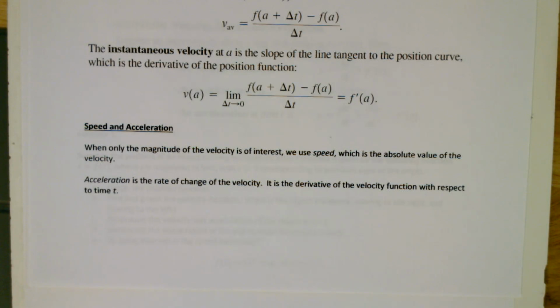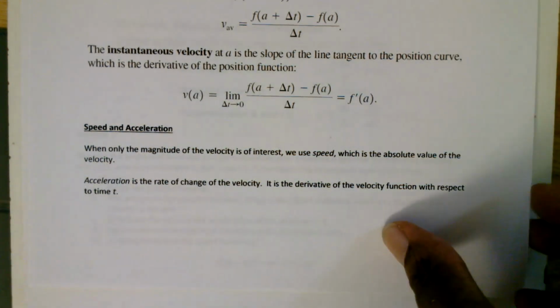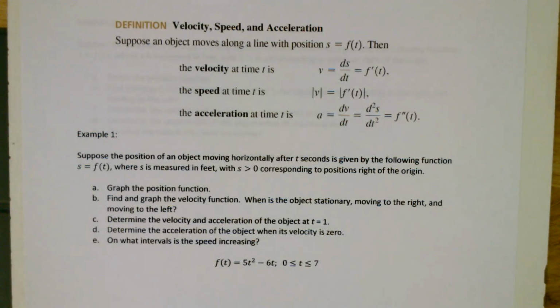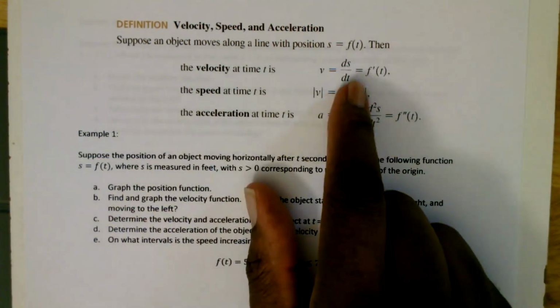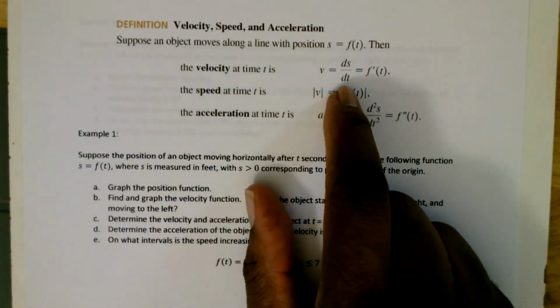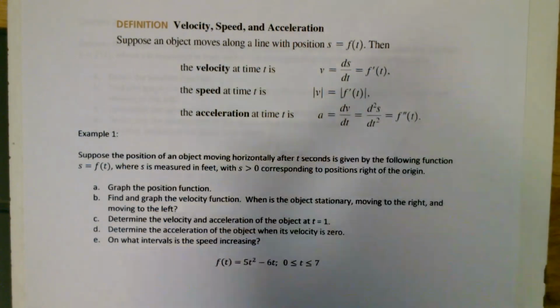Acceleration, we take the derivative of your velocity function with respect to time. So on the next page, you're going to see the definitions for velocity, speed, and acceleration. Suppose an object moves along a line with a position s equal to f of t. Then the velocity at time t would be the derivative of your position function, ds/dt, or f prime of t.